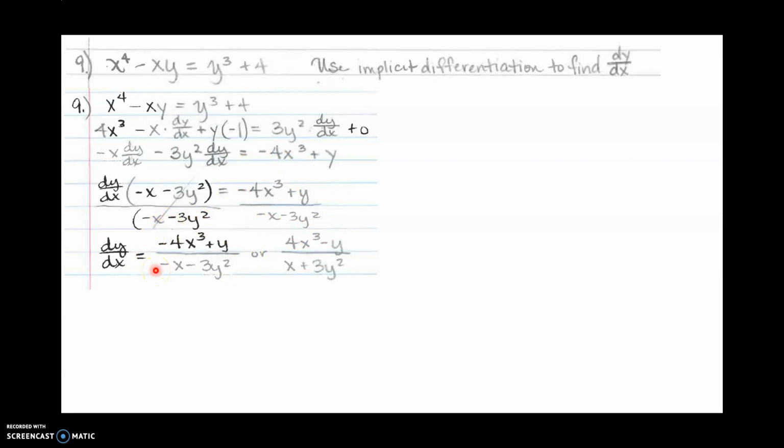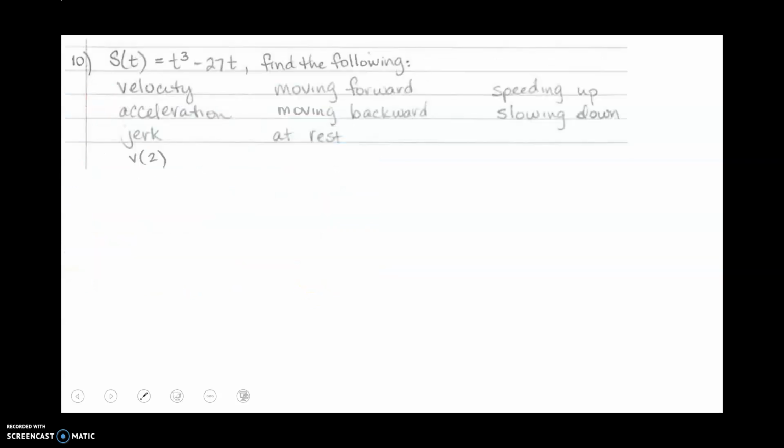And then if you would rather, you can divide the top and the bottom by a -1, or multiply the top and the bottom by a -1. Every one of your signs would change. Either one of those is perfectly fine. They're both the same thing.